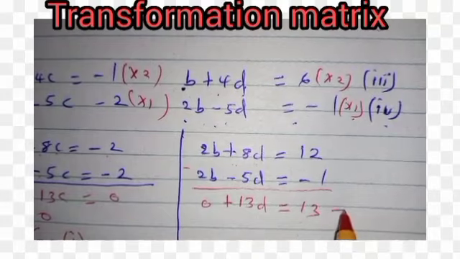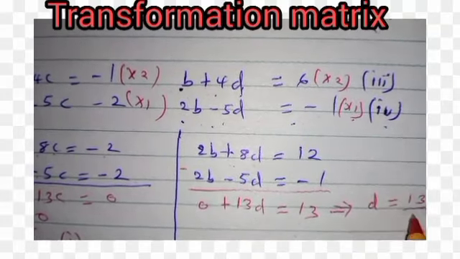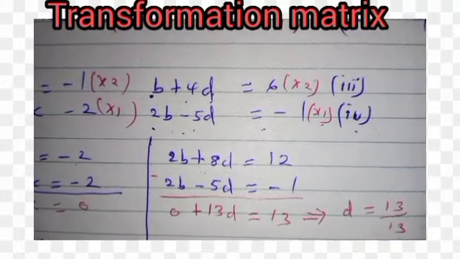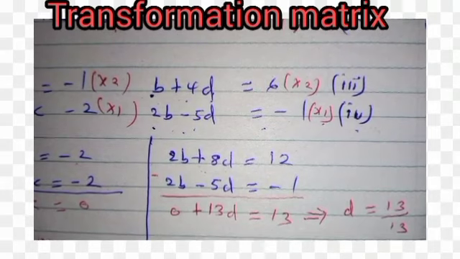So, meaning that from here you can clearly see that d is equal to 13 divided by 13, meaning that our d is equal to 1. So our value of d there is equal to 1.